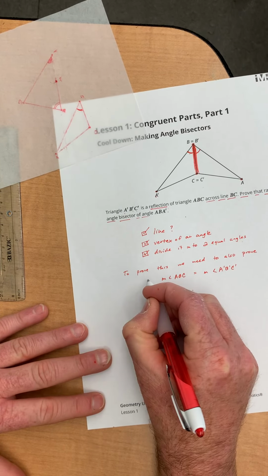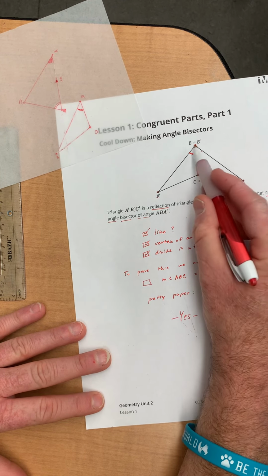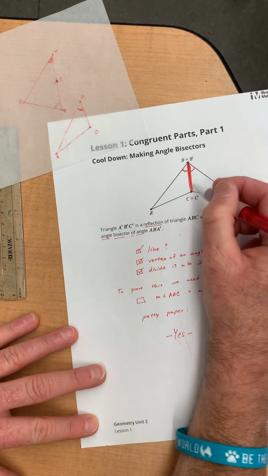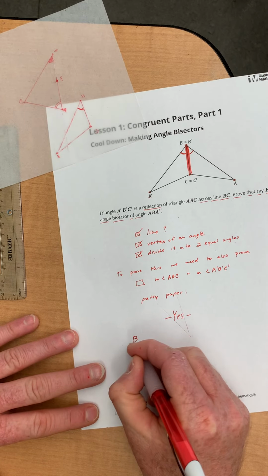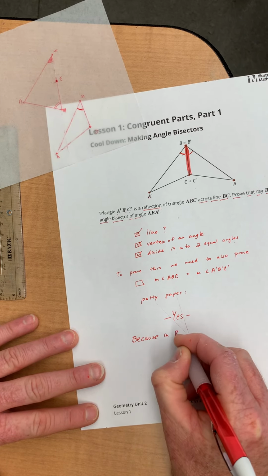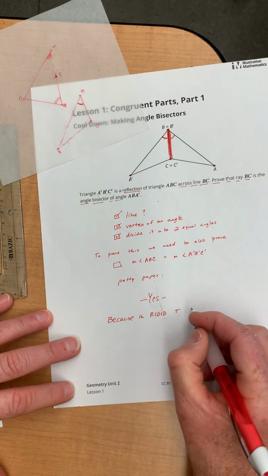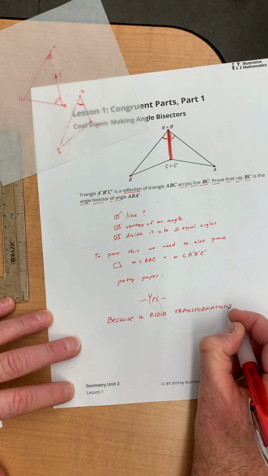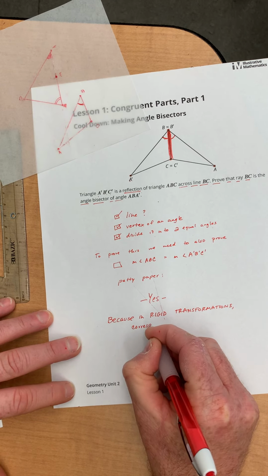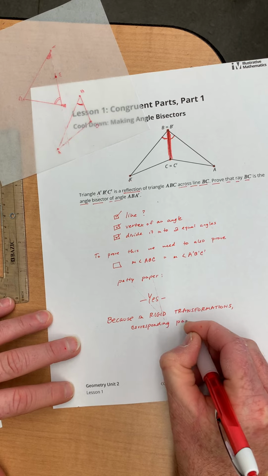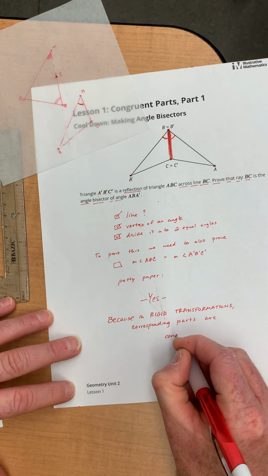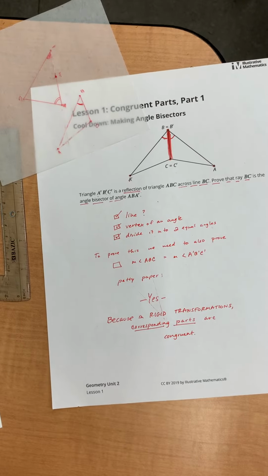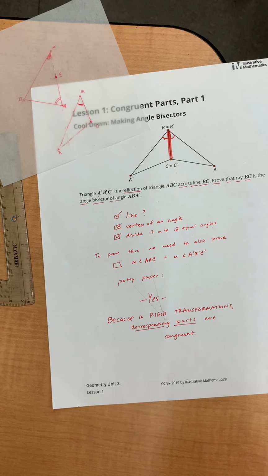Now, why does measure ABC, this angle, why does it equal A prime, B prime, C prime? Because in rigid transformations, corresponding parts are congruent. So there you go. There's your cool down. And hope that helped.